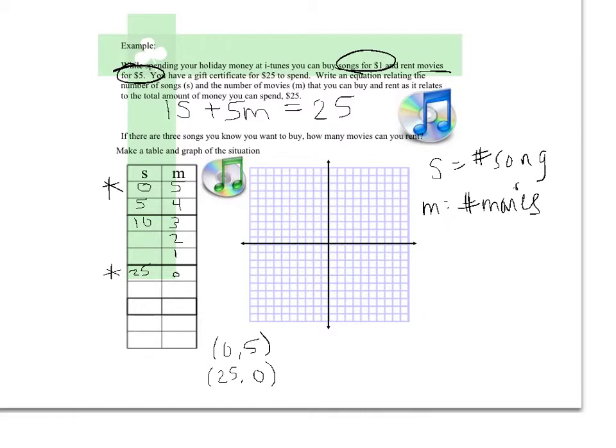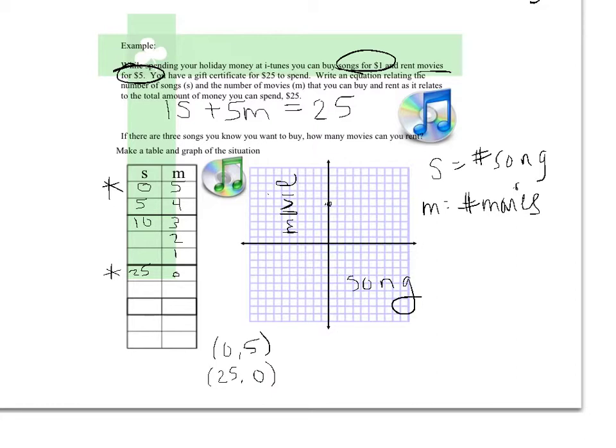So let's start with songs. If the songs are there and movies are here, oh, right in there, movies. I could buy 0 songs and 5 movies. So I'll put a dot up at 5. 1, 2, 3, 4, 5. Then I could buy 25 songs and 0 movies.